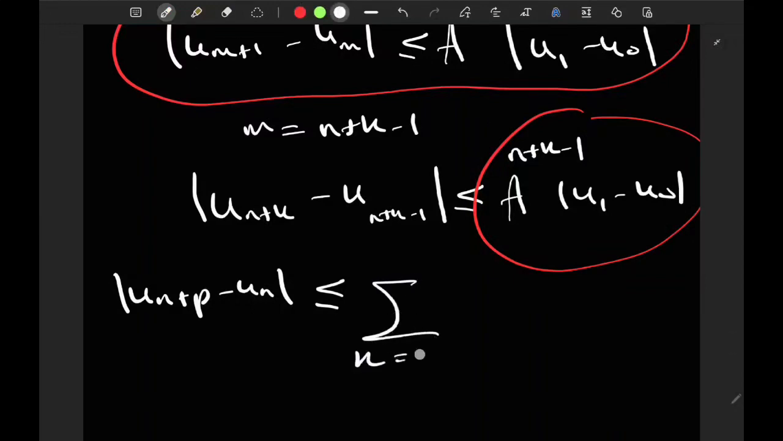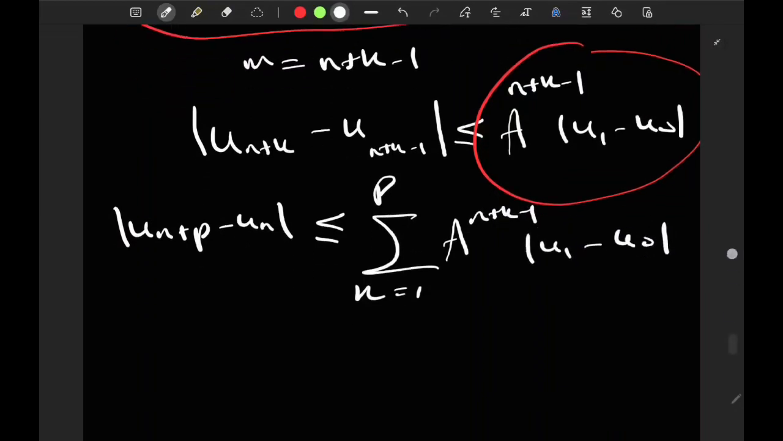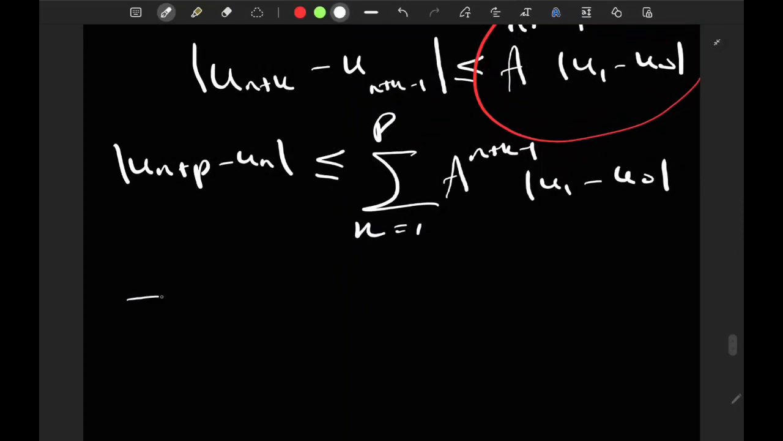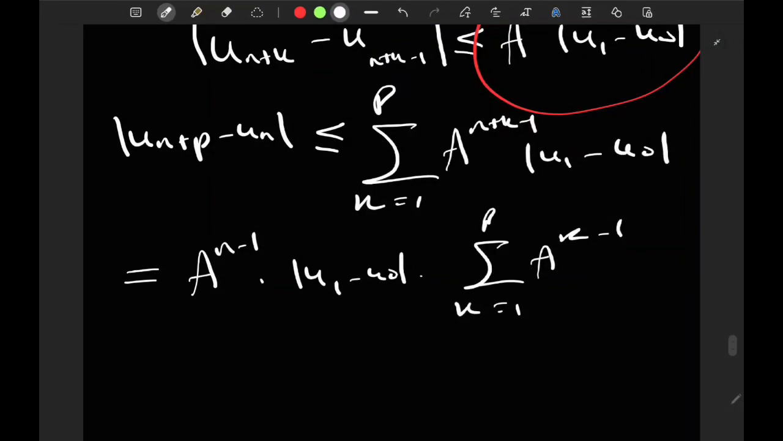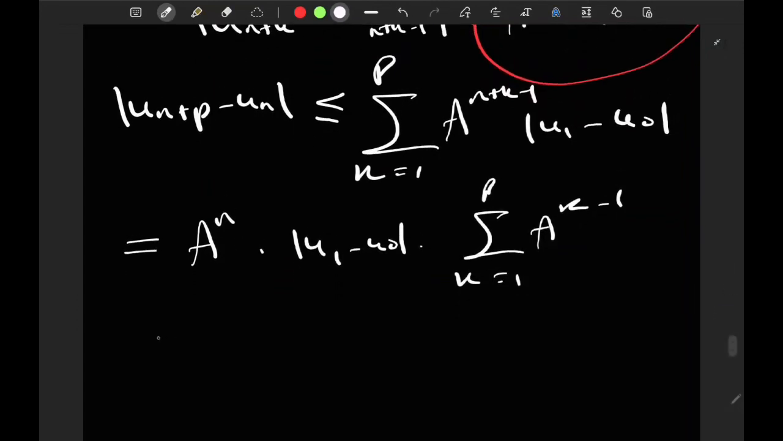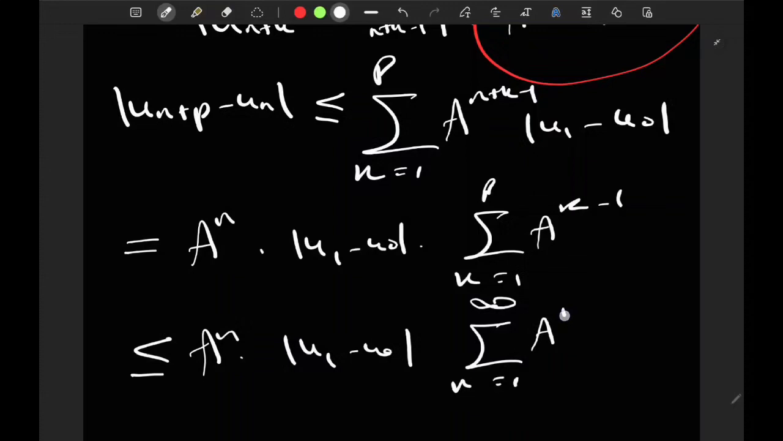The sum from k equal 1 to p of a to the n plus k minus 1 times the absolute value of u1 minus u0. Okay, now let's take everything that doesn't have to do with k outside, so this is just a to the power n minus 1 times the absolute value of u1 minus u0 times the sum from k equal 1 to p of a to the power k minus 1. Let me do this to the power n and just keep the k minus 1 inside. So this is obviously less than or equal to a to the n times the absolute value of u1 minus u0 times the sum from k equal 1 to infinity of a to the power k minus 1.